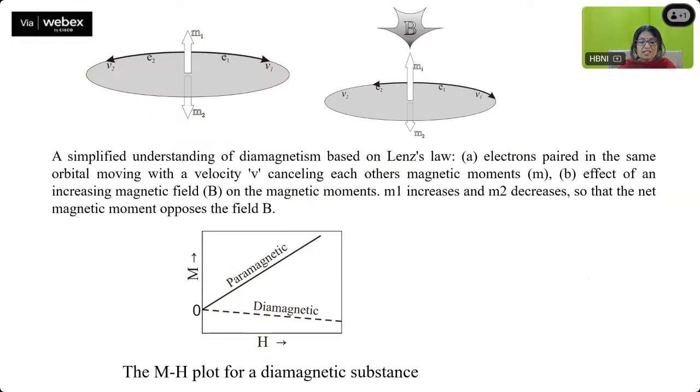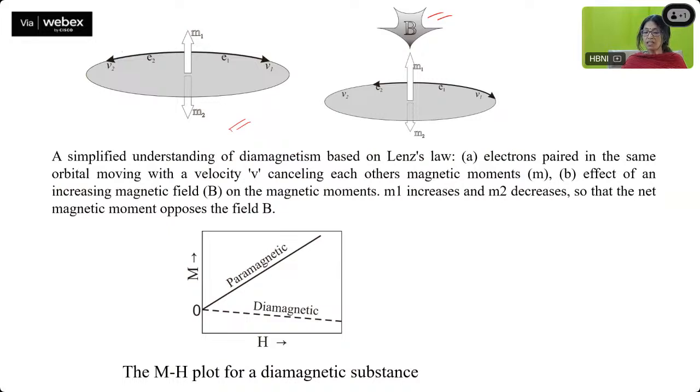So a simplified understanding of diamagnetism, which is based on Lenz's law, is shown in these two figures. In case of A, you find the electrons paired in the same orbital moving with a velocity v, and they are cancelling each other's magnetic moments. Whereas in B, you see the effect of an increasing magnetic field B, which you applied on the magnetic moments.